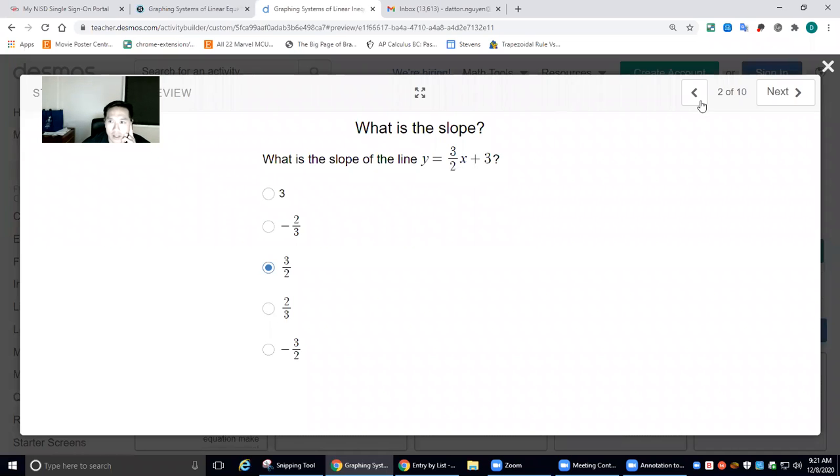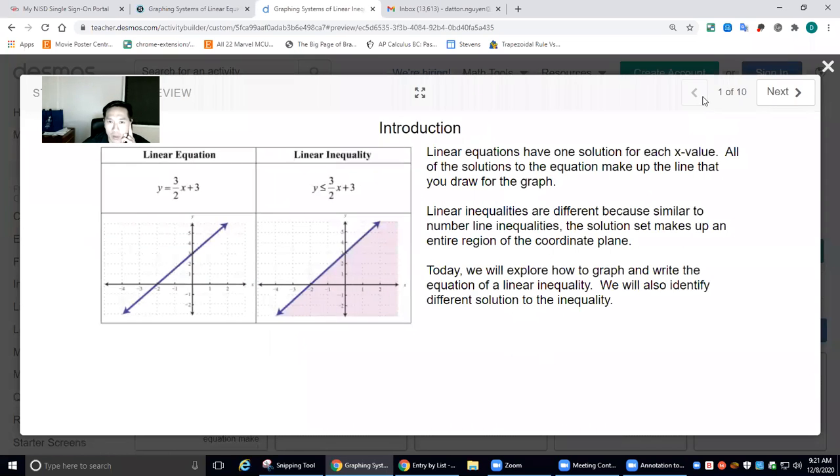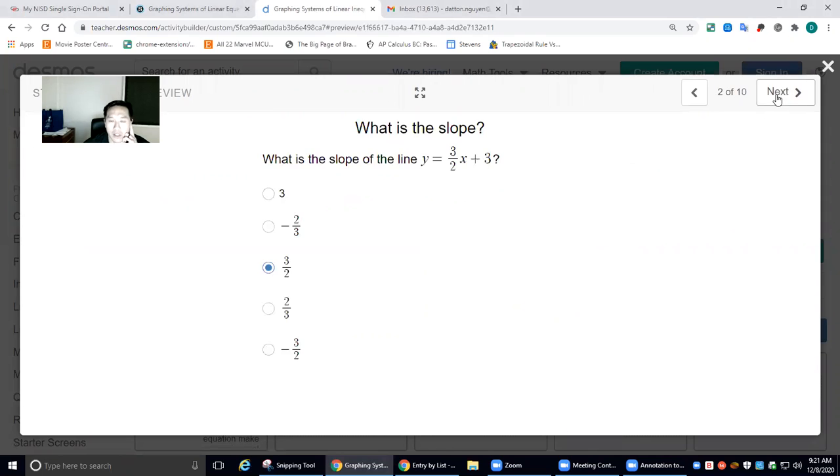Okay, today we're going to review inequalities versus linear equations. For a linear inequality, you notice that the solutions are not just on the line. For example, here in a less than or equal to inequality, it actually encompasses the whole shaded region. So to review linear inequalities, let's take a look at the slope.